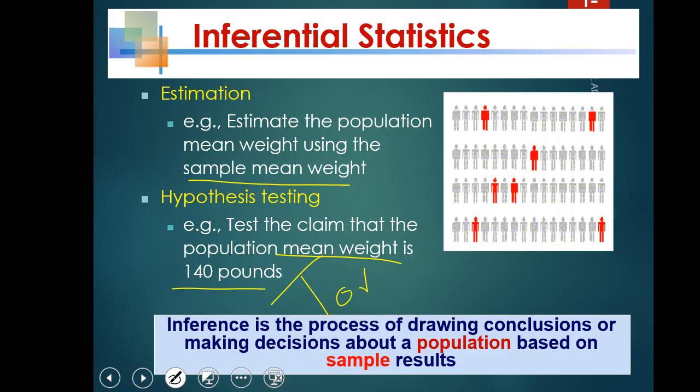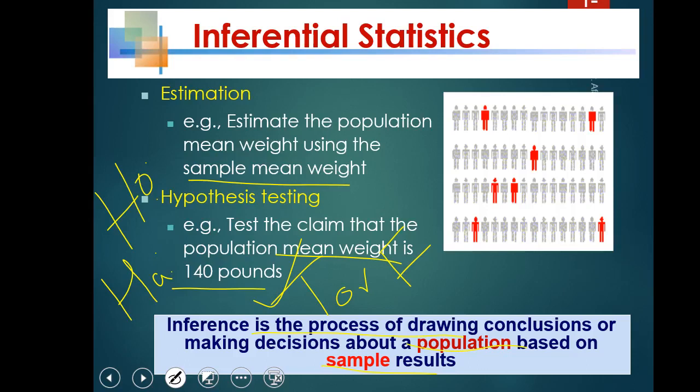Either true or false. If we perform some statistical analysis, we either accept our claim or we reject our claim. We define our claims in the form of a null hypothesis, which is represented by H naught, and an alternate hypothesis, which is represented by HA. We will talk about hypothesis testing later in our lecture related to goodness of fit. So inference is the process of drawing conclusions or making decisions about a population based on the sample result.